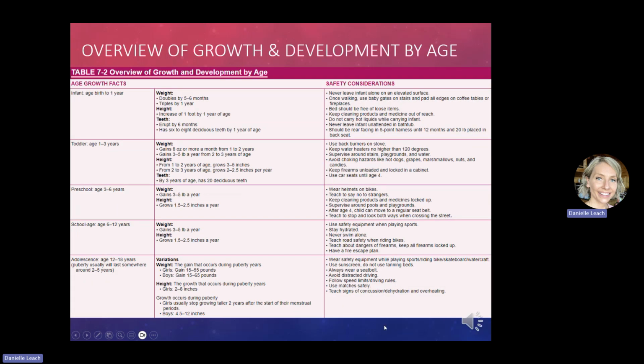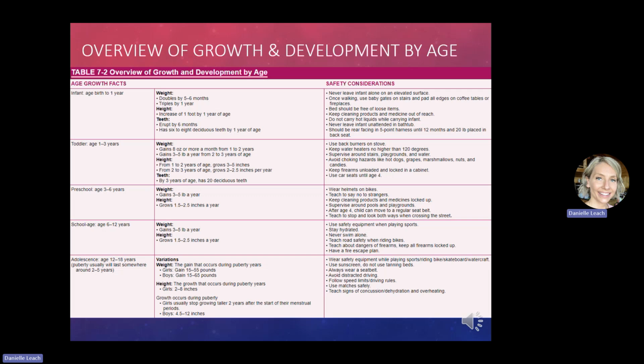Now we're going to talk a little bit more about growth. There's a lot of info on this slide. You don't need to worry about memorizing how much weight a toddler or a preschool or a school age or adolescent child gains every year, or how much they grow in height. What we do need to focus on in this slide is more of the infant facts, and then these safety considerations that are on the right side of your screen. We will talk about a lot of these as we go on. This is sort of like a nice place where it summarizes it. So you do need to know these safety considerations as well.